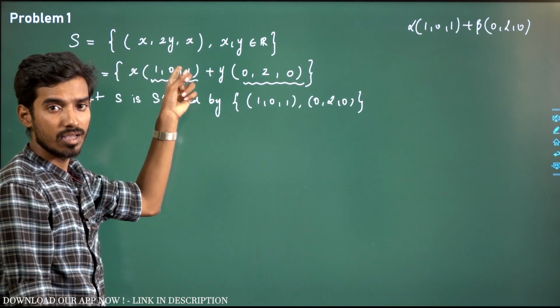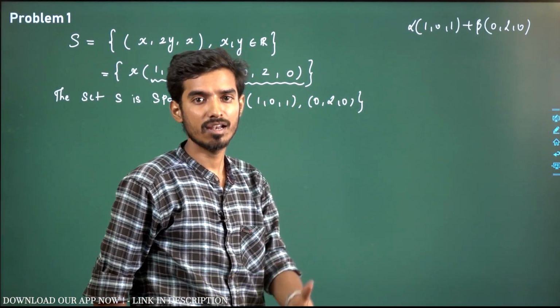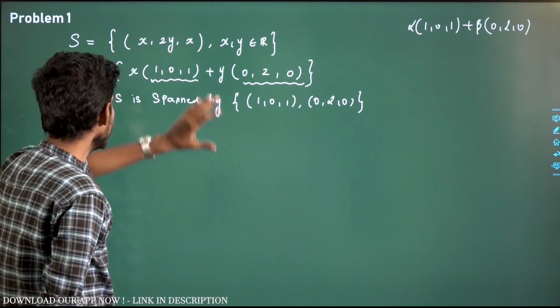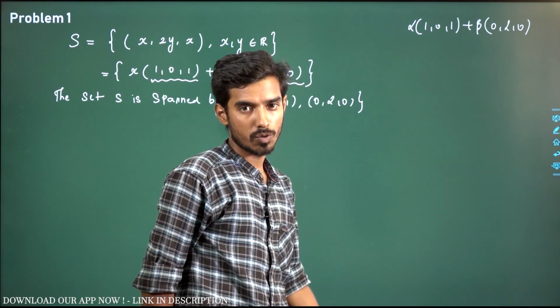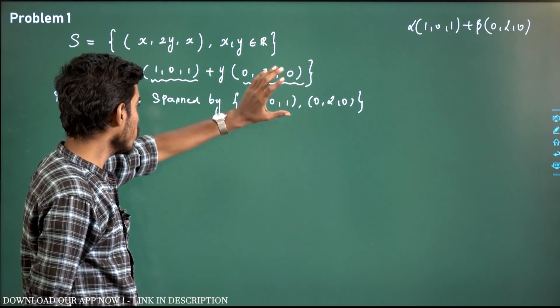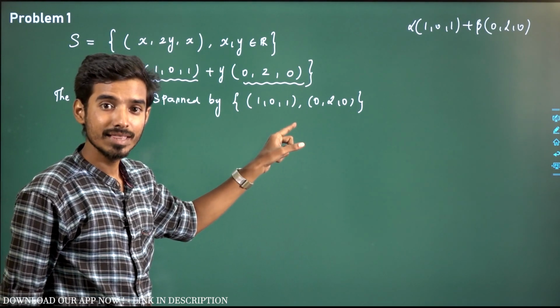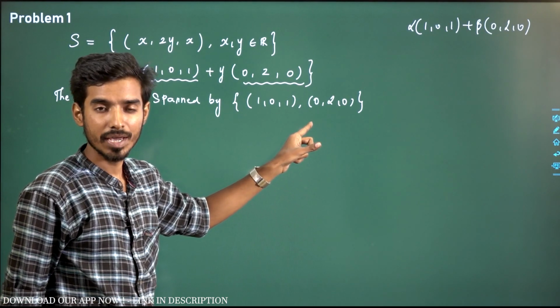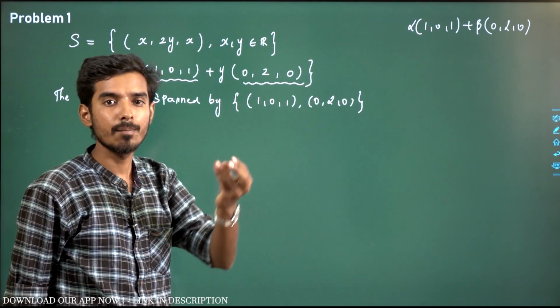I can bring all the elements of set S with the help of this alpha and beta, if I vary alpha and beta. So this set is spanned by these two elements, (1, 0, 1) and (0, 2, 0), right? Now if these two are linearly independent, then this set will be a basis. Why? A linearly independent set which spans the whole space is a basis.